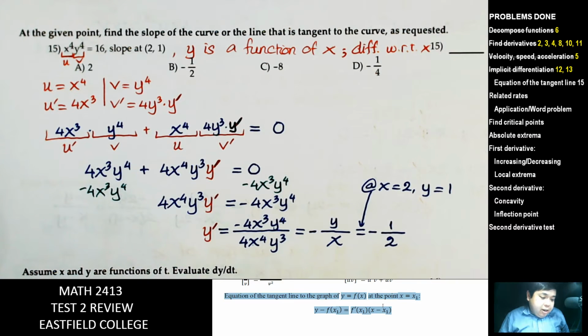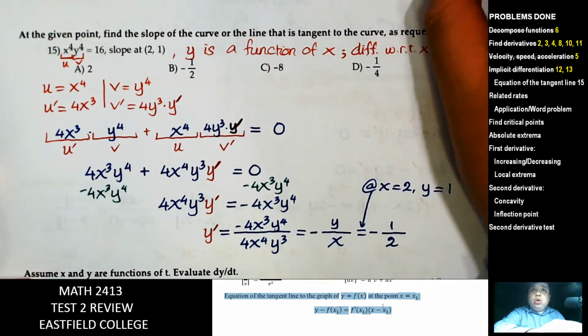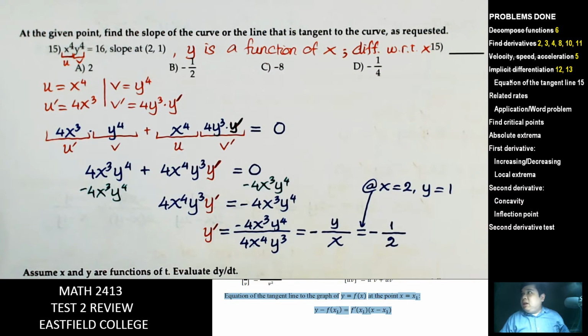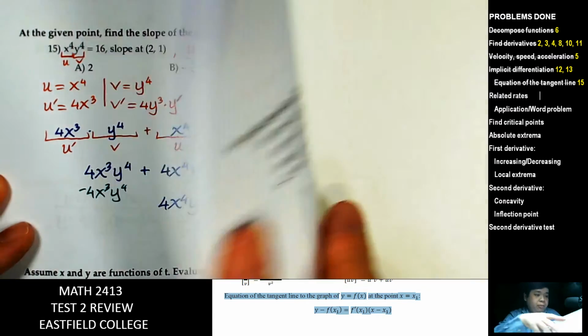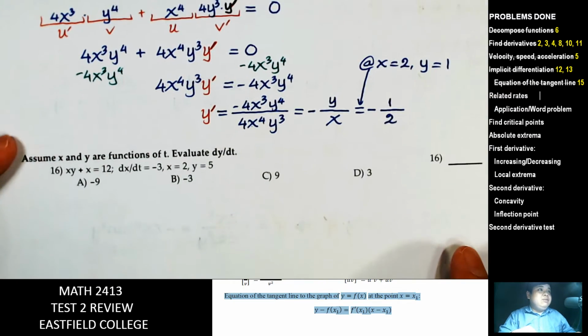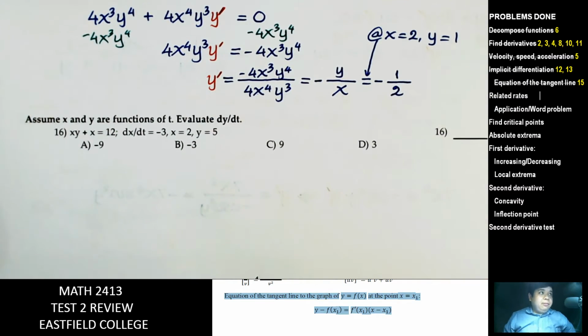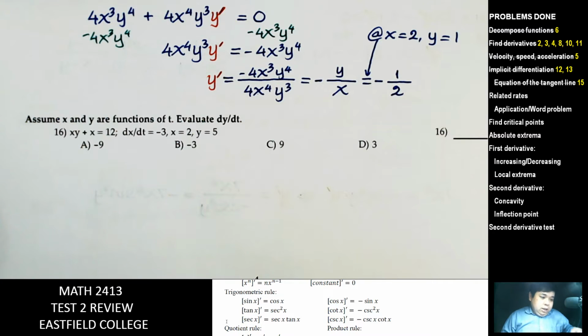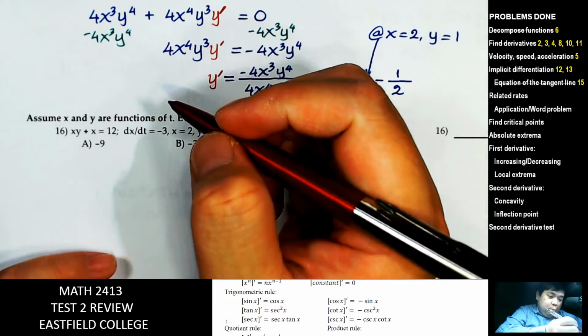Right. Next, we evaluate the rate. Now we go to related rates. Let me update the list. Let's find out. Now we go to related rates. We have 16. Right, 16. Now it's going to be different than the implicit differentiation.